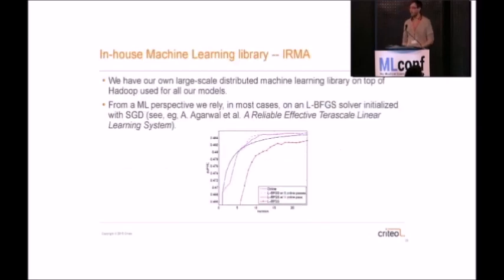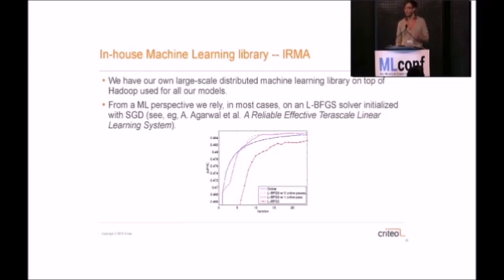Then to train our model, we have our own in-house machine learning library that runs on top of Hadoop. And in most cases, we use L-BFGS initialized with SGD to train our parameters. So why do we do this? The idea is that we really want to optimize the function well, so we want to get as close as possible to the optimum. SGD is good far away from the optimum, but it takes a really long time to converge to the actual optimal value. It's really good at the beginning, but really slow to get you to the optimal value.